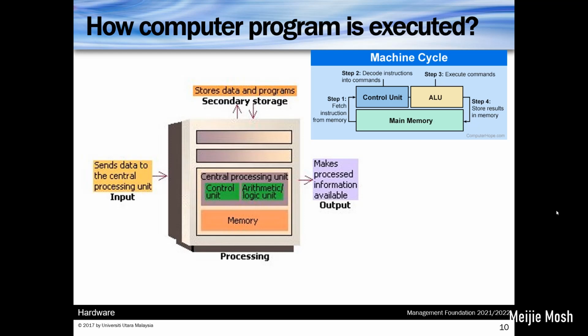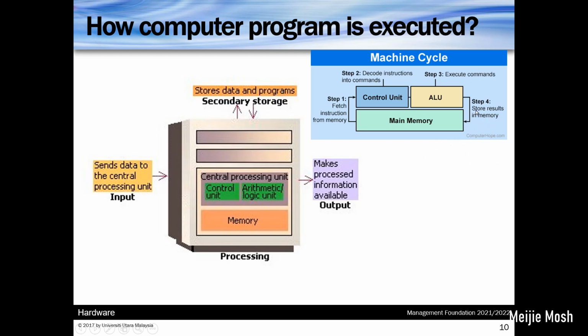The 4 steps of the machine cycle are: fetch, which is to retrieve an instruction from memory; decode, which is to translate the retrieved instruction into a series of computer commands; execute, which is to execute the computer commands; and finally, step 4 is store, which is to send and write the results back in memory.